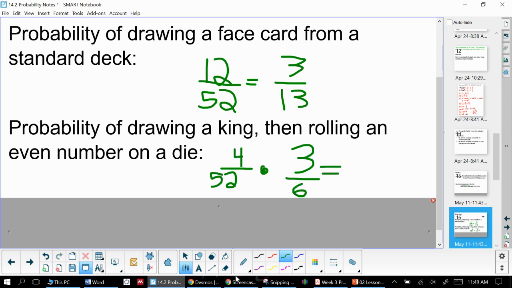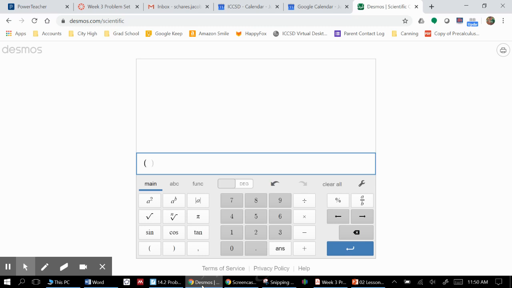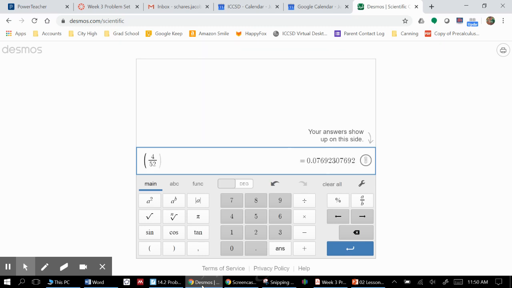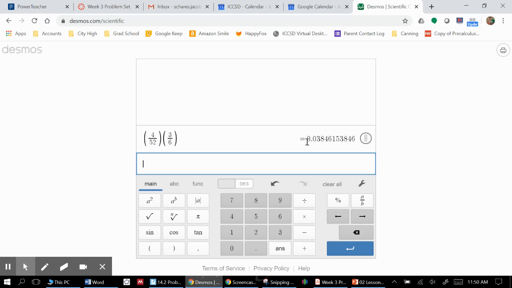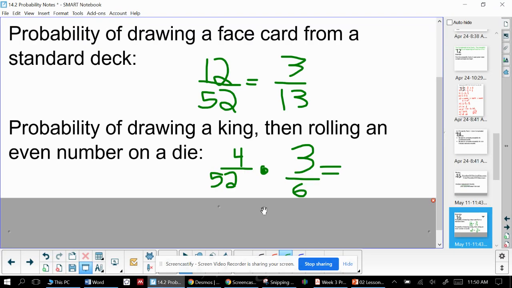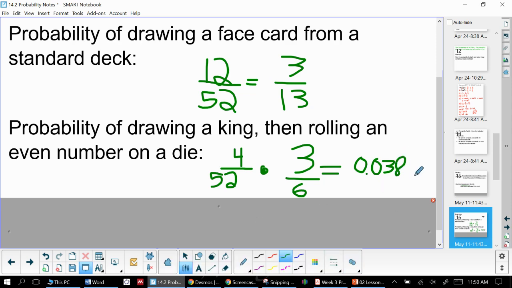This is a good place just to grab a calculator. 4 out of 52 times 3 out of 6, which is obviously just 1/2. And that tells us that our probability is 0.038, or if I turn it into a fraction, 1 out of 26. If you think about that as a percentage, you've got almost a 4% chance of that happening.